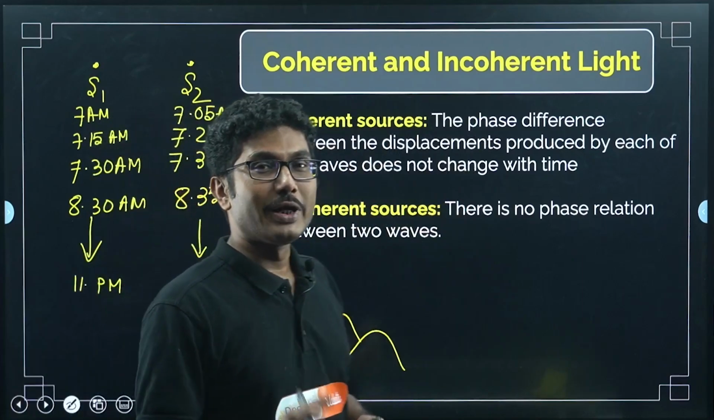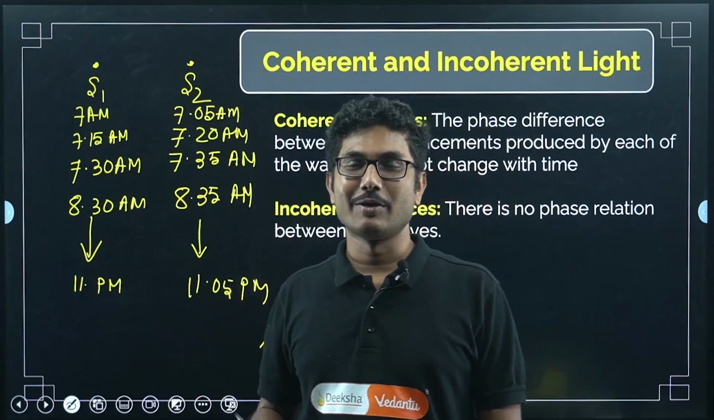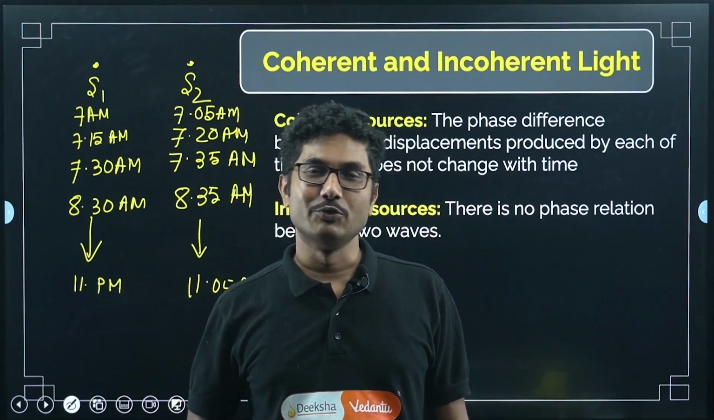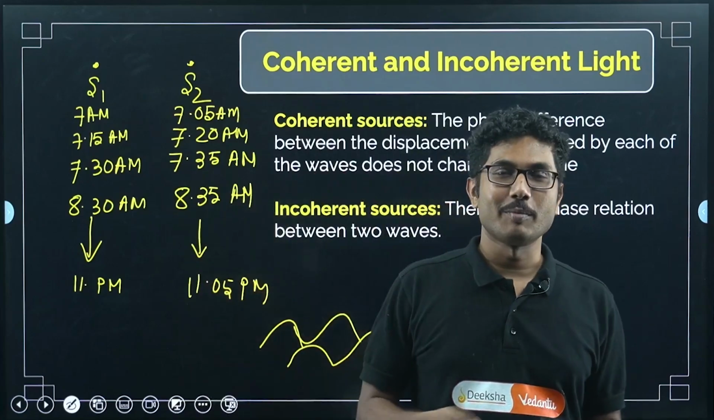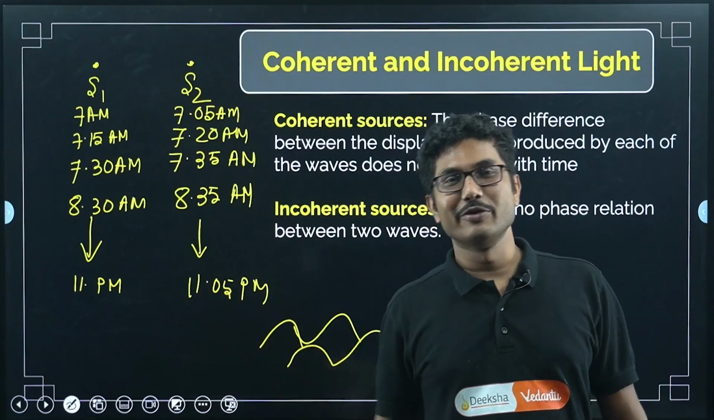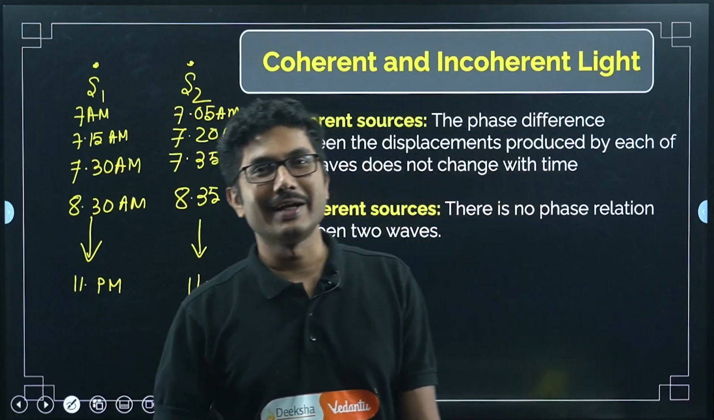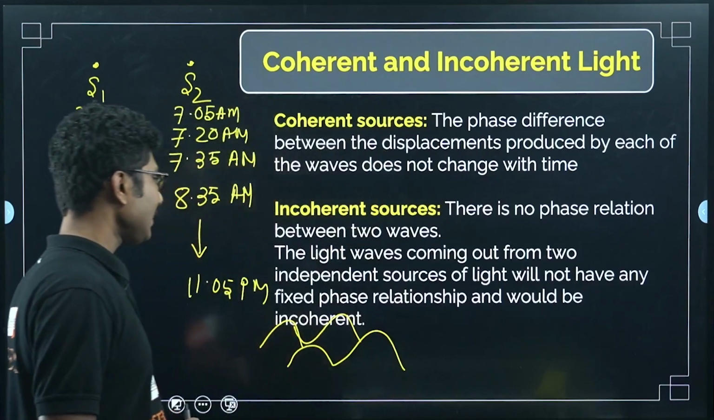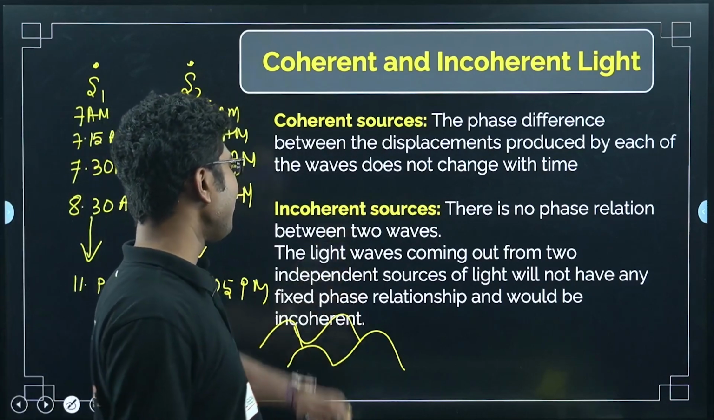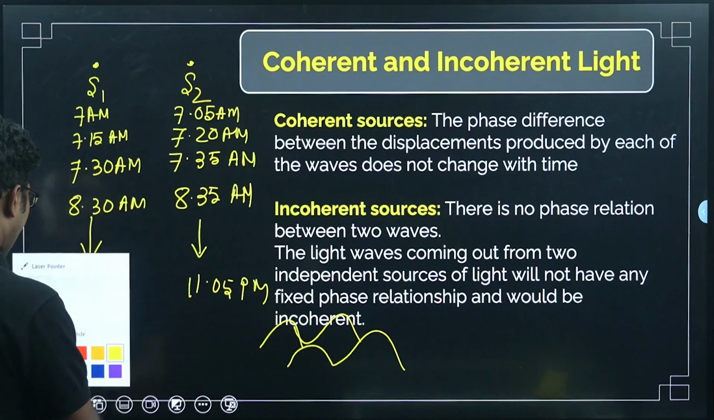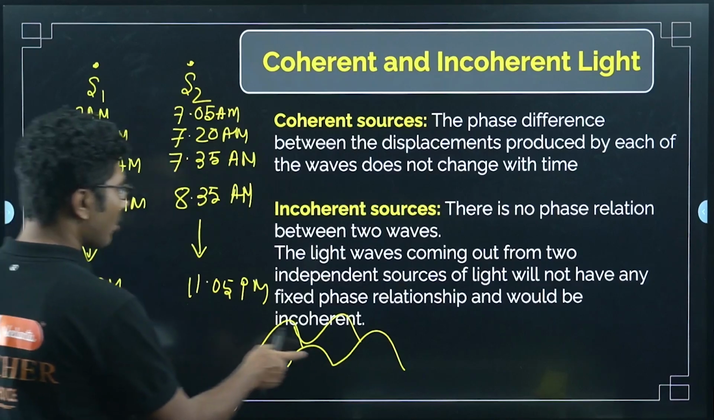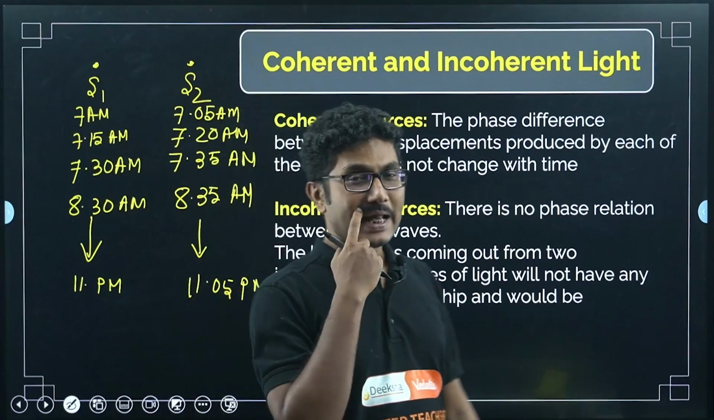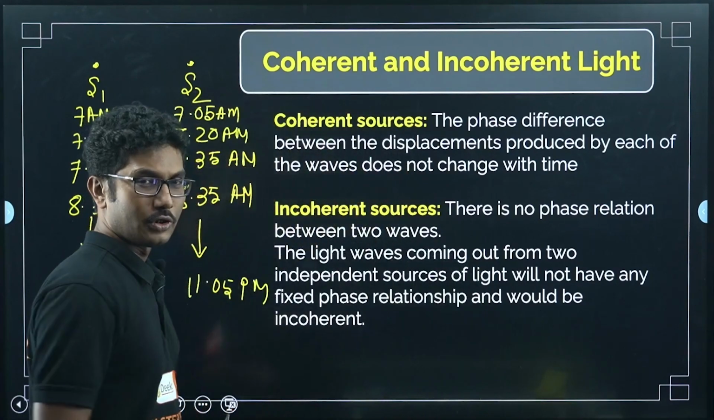So two students, one is sleeping, another one is playing cricket. Another one is studying, the second one is now watching a movie. Third one is studying from YouTube, another one is watching a video on YouTube. So they are completely doing different things. Then they are called incoherent, right? Now, the light waves coming out from two independent sources of light do not have any phase relationship, and they are called incoherent.